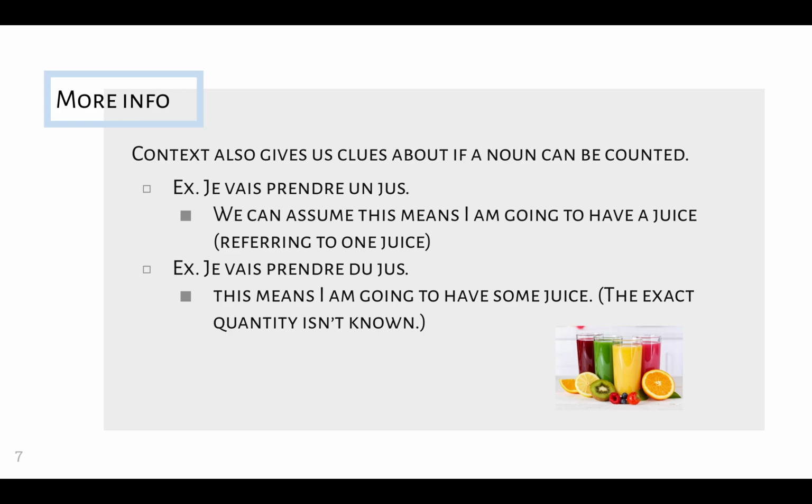So context also gives us some clues about if a noun can be counted or if it is uncountable. So in this first sentence, it's je vais prendre un jus. So in this sentence, we assume that this means I'm going to have a juice, and this is referring to just one juice. But in the next sentence, je vais prendre du jus. This means I'm going to have some juice. The exact quantity isn't known, so it could be more than one juice.